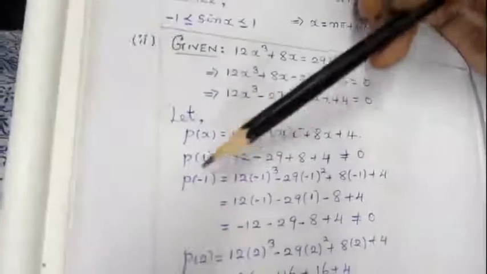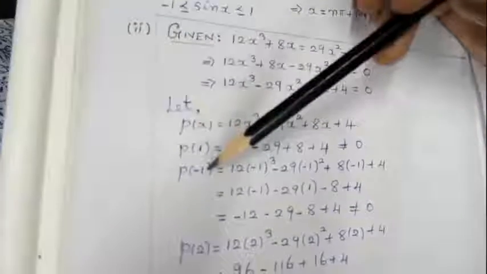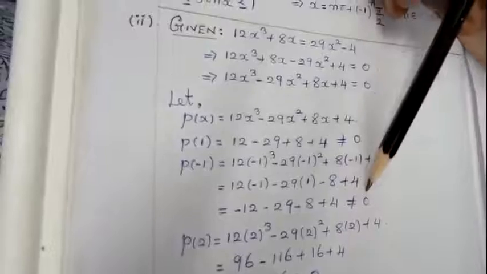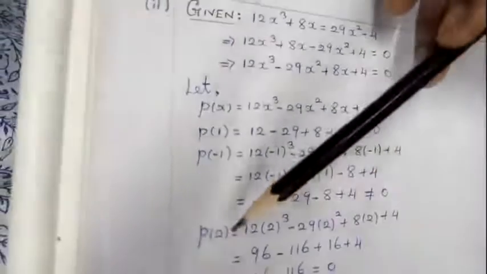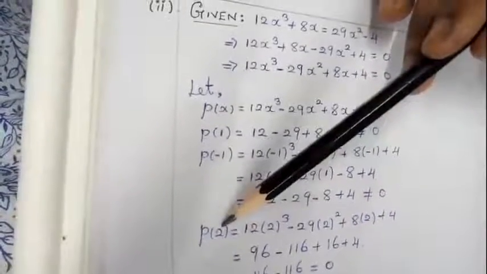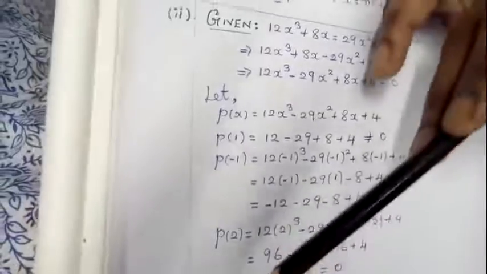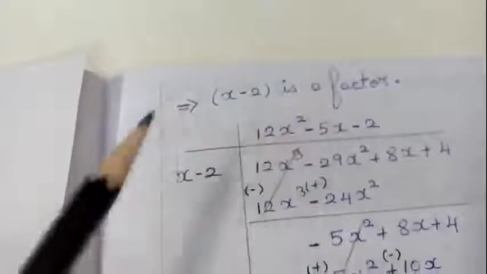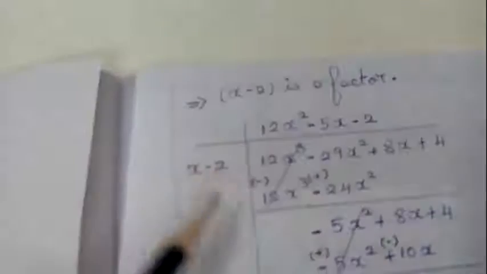In place of x, again I am giving the value minus 1. While giving minus 1 also, I am not getting 0. When I give x is equal to 2, I am getting the answer as 0. So p of 2 equal to 0. That implies 2 is a root of p of x. X minus 2 is a factor. So using the division method, I am dividing by x minus 2.